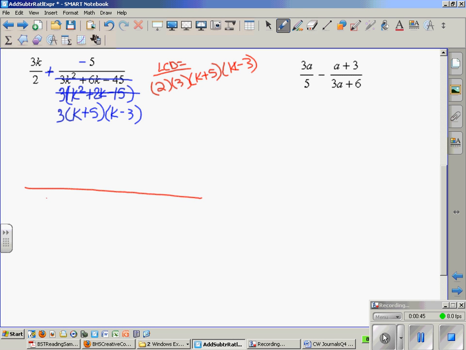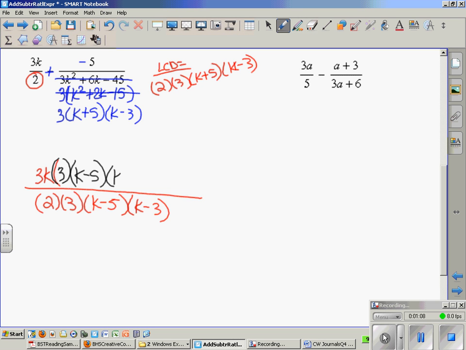So when I use that as my common denominator, now I look, what did this denominator need to become this new one? Well, it needed the 3 and the k minus 5 and the k minus 3. Plus negative 5. What did this denominator need to become the new one? It only needed to be multiplied by 2.